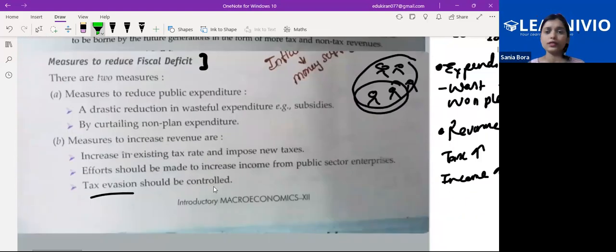Now of course, how to reduce the fiscal deficit? There are two measures to reduce the fiscal deficit. First measure is to reduce public expenditure. So reduce the public expenditure. Don't spend a lot.